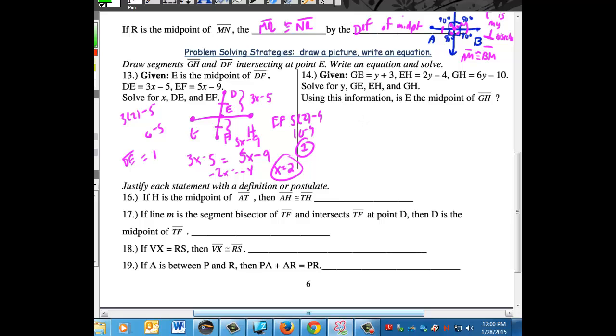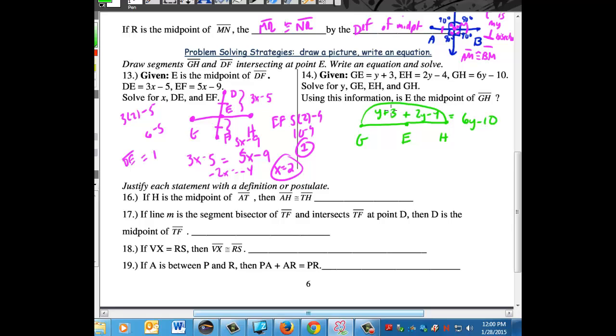Alright, problem 14, we have GE, EH, and GH. So let's draw this again. Here's G. We'll put E here, and GE is y plus 3. And EH is going to be 2y minus 4. And then we're told that when we add these two up, it's going to equal the entire segment, which is going to equal 6y minus 10.